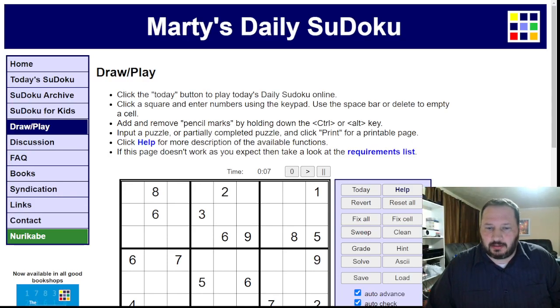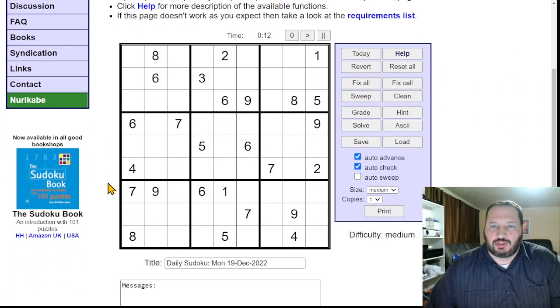Alright folks, time to start our day with the good old game of Sudoku. Sudoku, medium puzzle today.